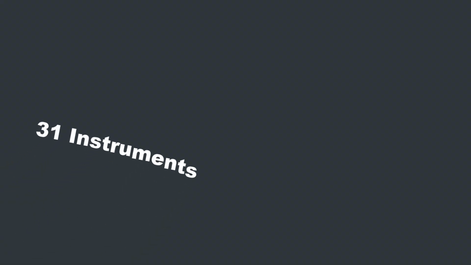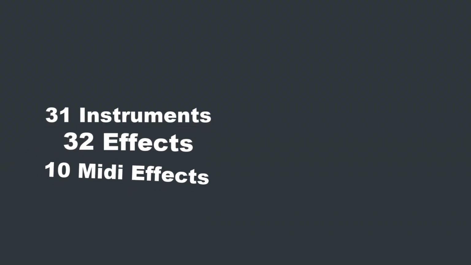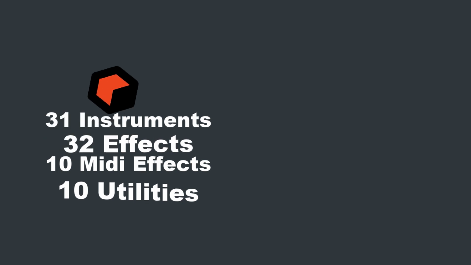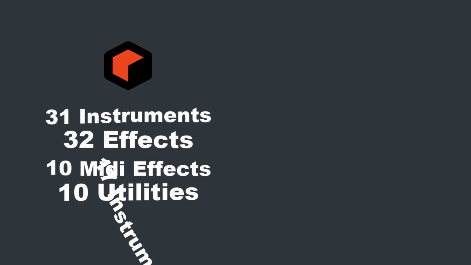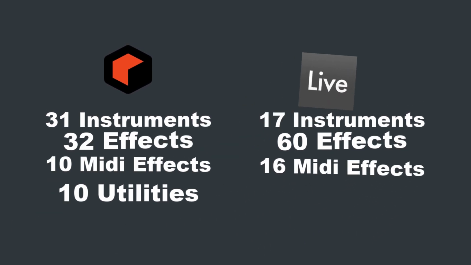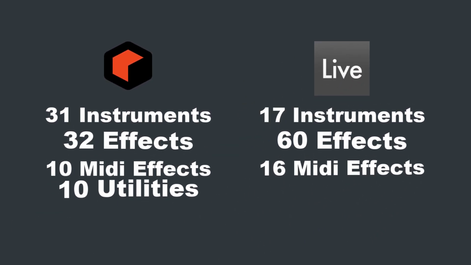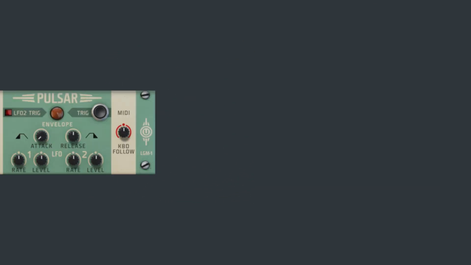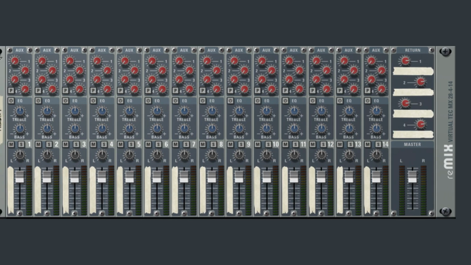Now that we've covered a considerable chunk of user interface and functionality differences, let's talk about sonicality. If you are a sound designer, I think you'll be ecstatic no matter which direction you go. There are 31 instruments, 32 effects, 10 MIDI effects, and 10 utilities included with the Reason Plus subscription. There are 17 instruments, 60 audio effects, and 16 MIDI effects included with an Ableton Live 11 Suite perpetual license. The utilities in Reason equate to LFOs, CV modulators, and other mixing devices that are considered effects in Ableton Live.